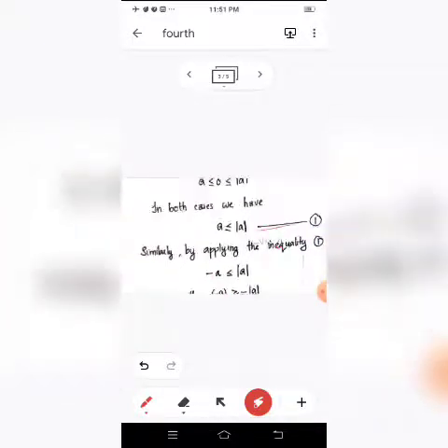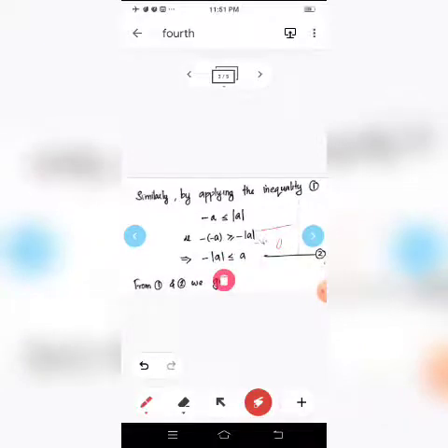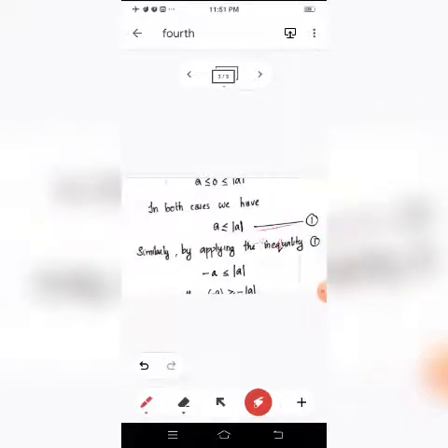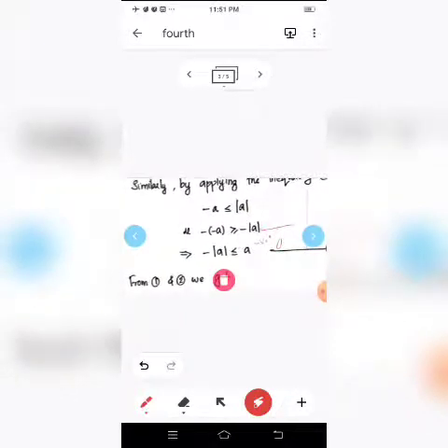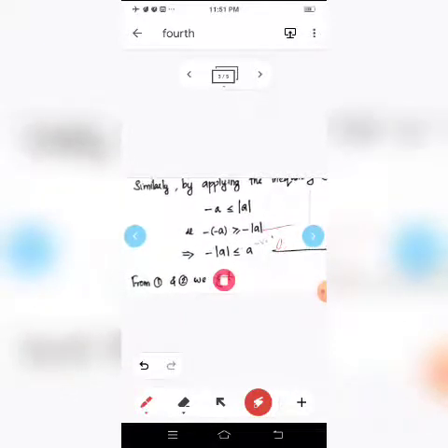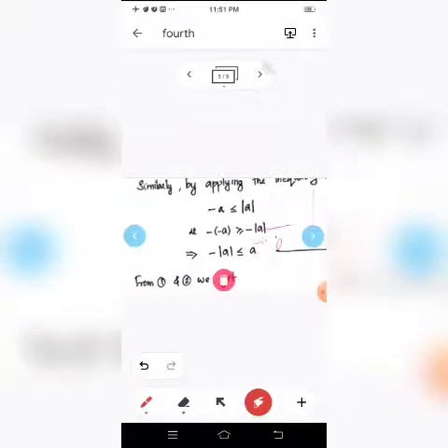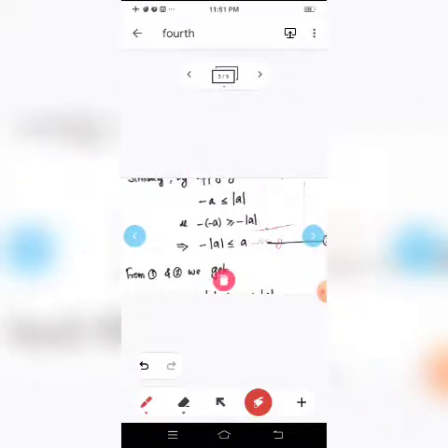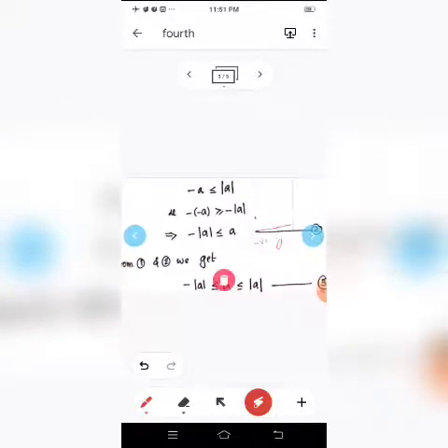Minus a less than or equal to mod a. Okay. When we multiply by a minus value on both sides, the inequality becomes reversed. That is, minus of minus a will be greater than or equal to minus of mod a. That implies minus mod a less than or equal to a. That is equation number 2.